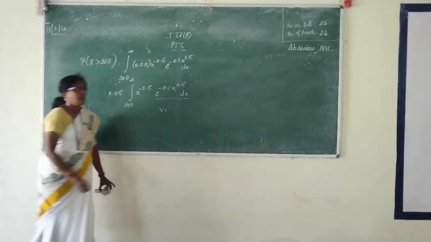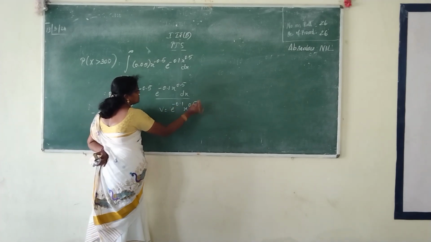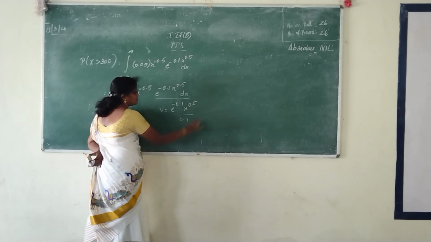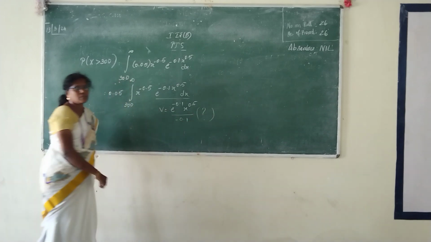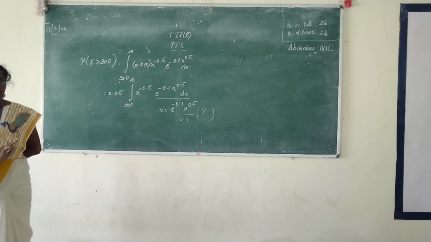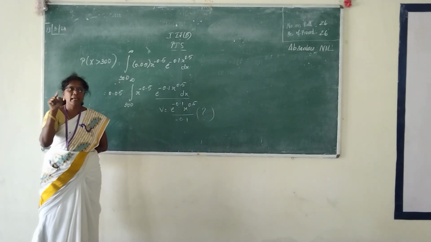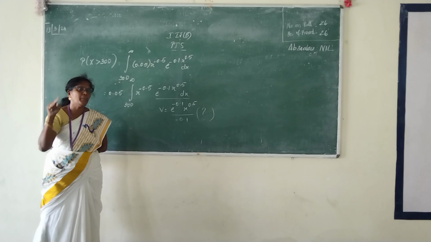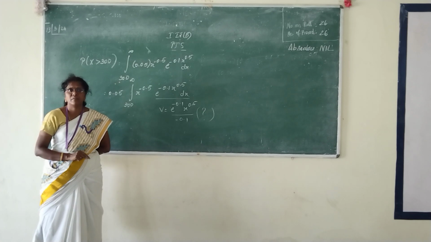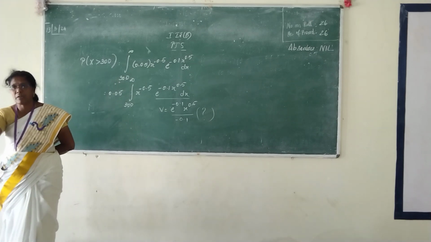e power minus 0.1 x power 0.5 divided by minus 0.1. Whether this is right. We are using the exponential formula, right? What is the exponential formula you know? e power minus ax or e power ax. What is the power of x there? 1. But what is the power of x here?